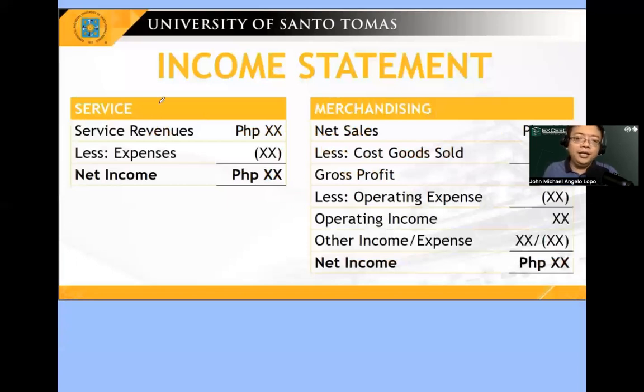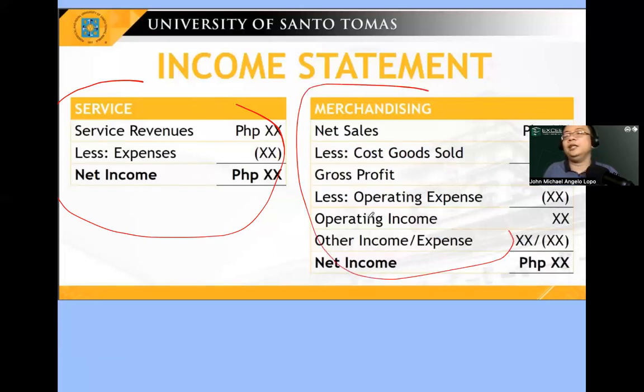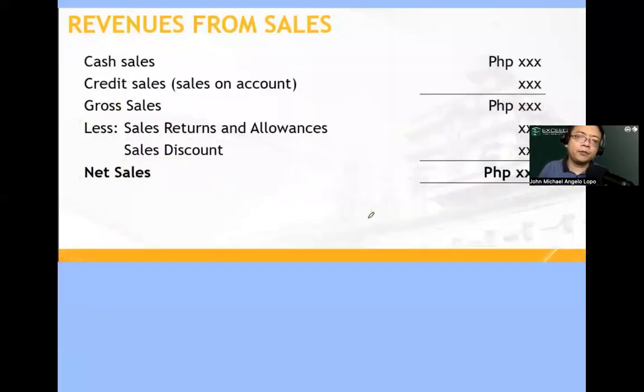How about naman the income statement of the merchandising business? Ito yung ginawa natin. Mahaba na, di ba, class? So, net sales minus cost of sales equals gross profit, minus operating expenses, OPEX, and plus or minus other income or expenses, so you have here your net income. Revenue from sales, ito naman yung net sales: gross sales, less sales returns and allowances, and also you have your net sales.